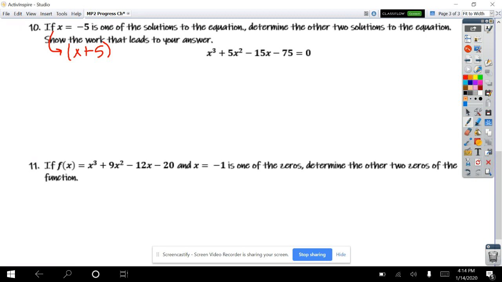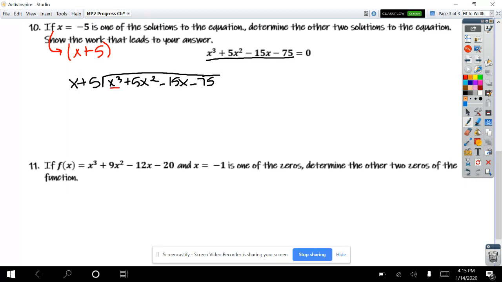So I have to set up my division now. I'm going to take my polynomial here and put it under my long division. So x cubed plus 5x squared minus 15x minus 75. I'm dividing it by the factor that I know I have, which is x plus 5.